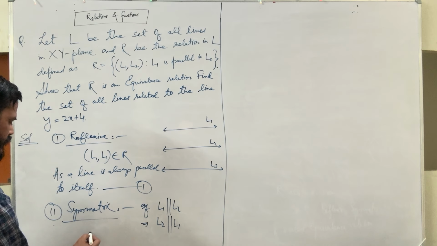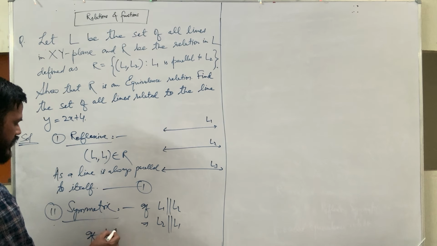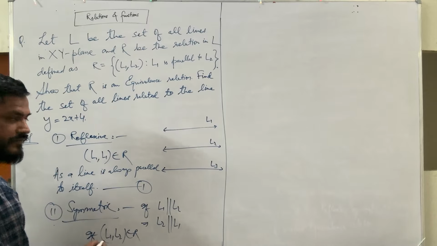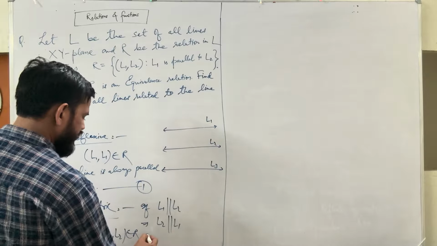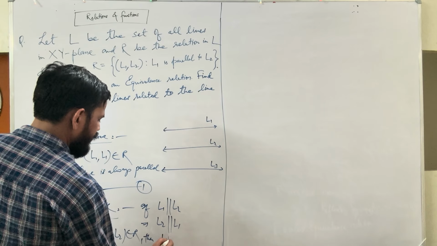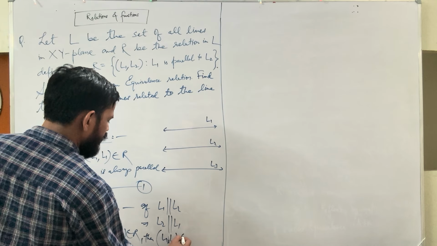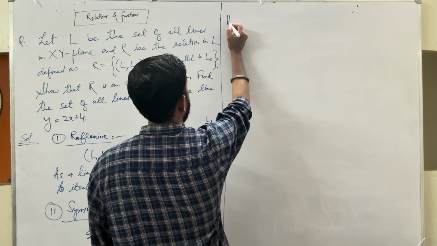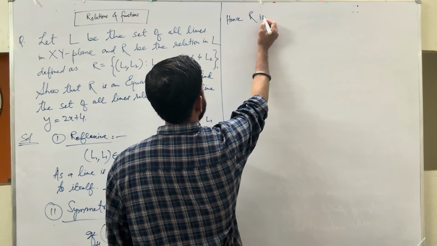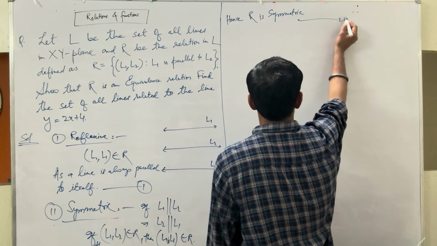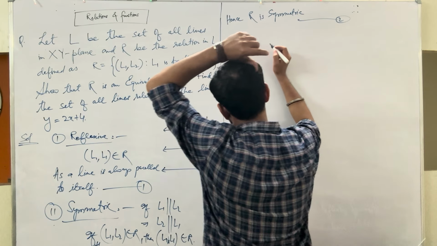That means if L1 comma L2 belongs to R, then we can say L2 comma L1 also belongs to R. Hence we can say R is symmetric, because we satisfy this property of symmetricity.